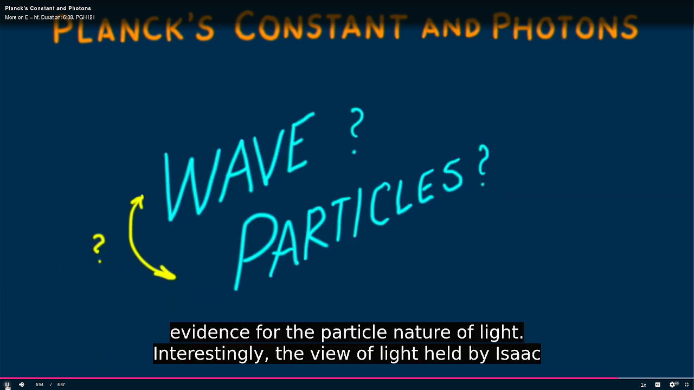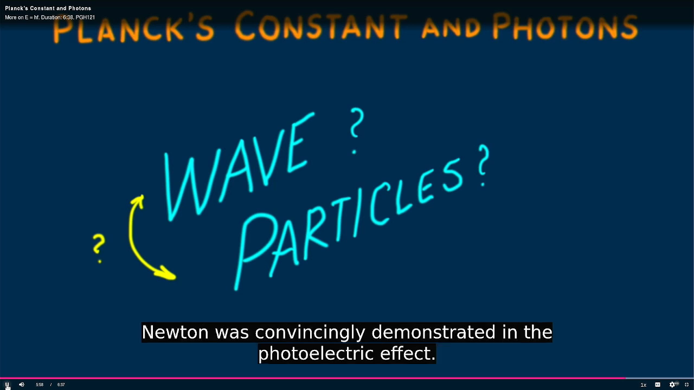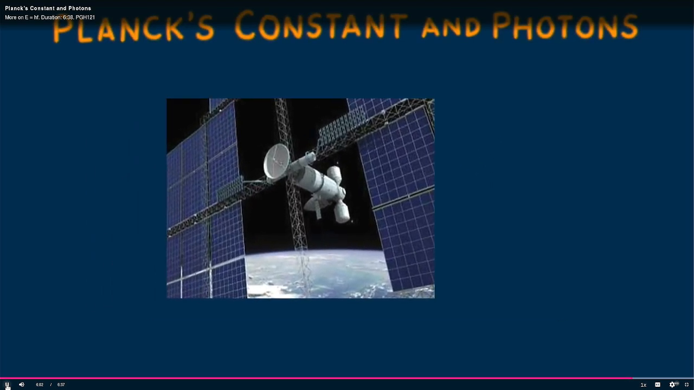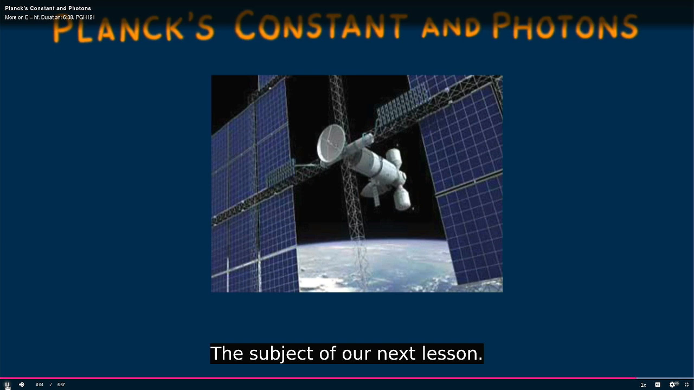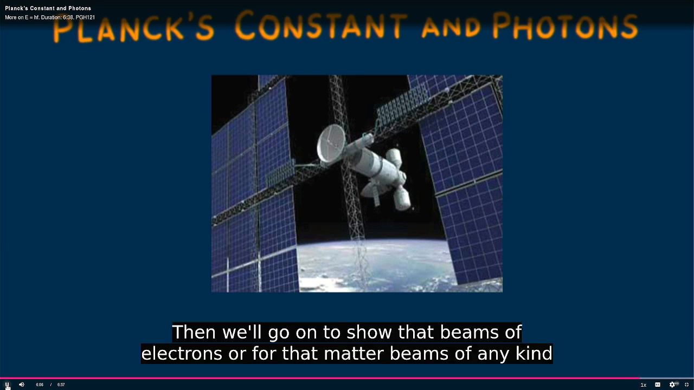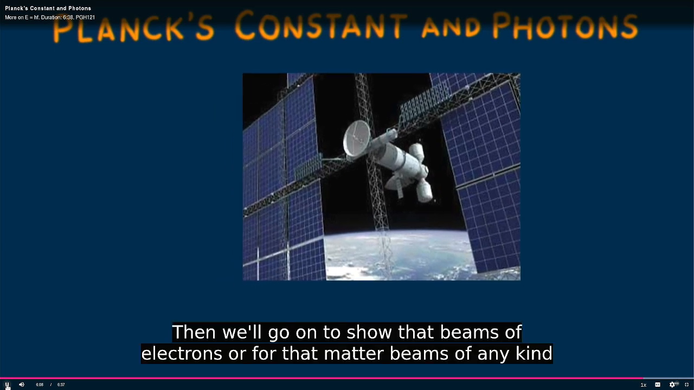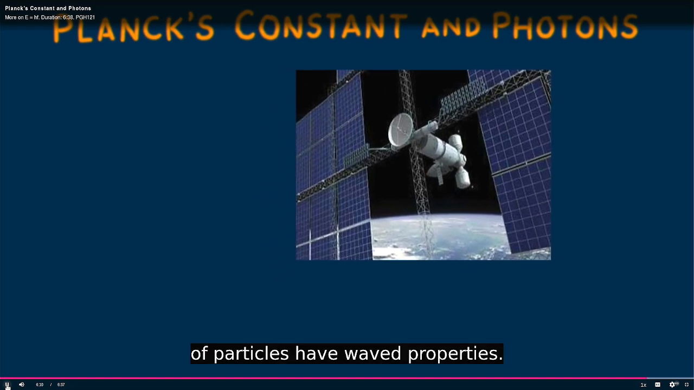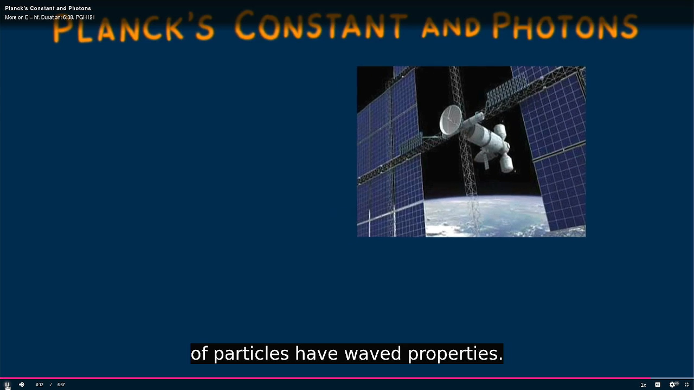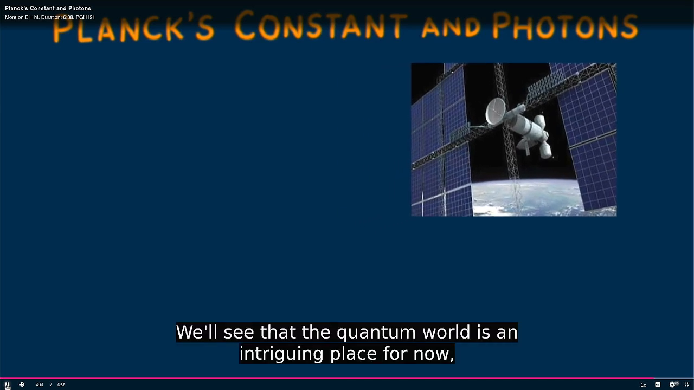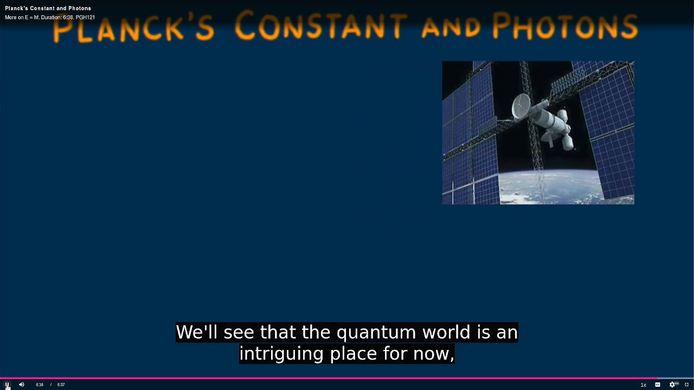Evidence for the particle nature of light, interestingly, the view of light held by Isaac Newton, was convincingly demonstrated in the photoelectric effect, the subject of our next lesson. Then we'll go on to show that beams of electrons, or for that matter, beams of any kind of particles, have wave properties. We'll see that the quantum world is an intriguing place.